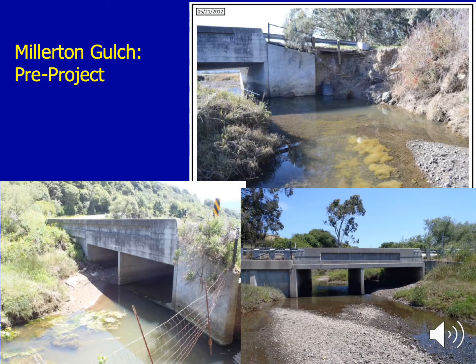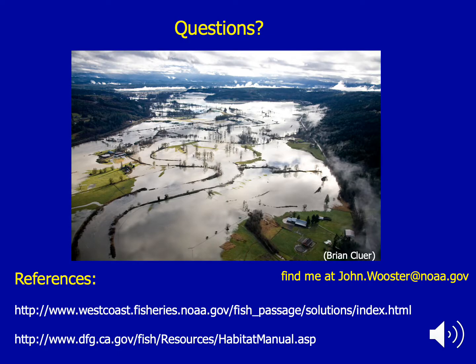And more examples of what Millerton Gulch looks like, a lot of erosion problems on that far valley side, sediment deposition in the inner bend box. And that's kind of it.